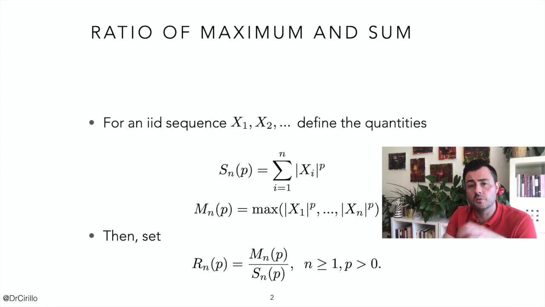After computing, for different values of p, the quantities S_n^p and M_n^p, we define the ratio M_n^p over S_n^p. This is what we call the maximum to sum ratio of order p.